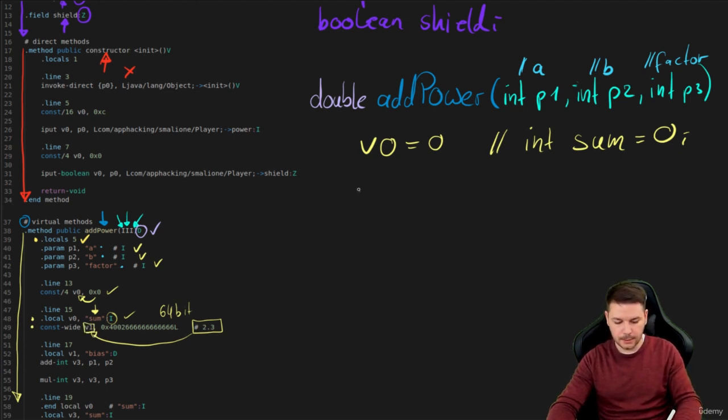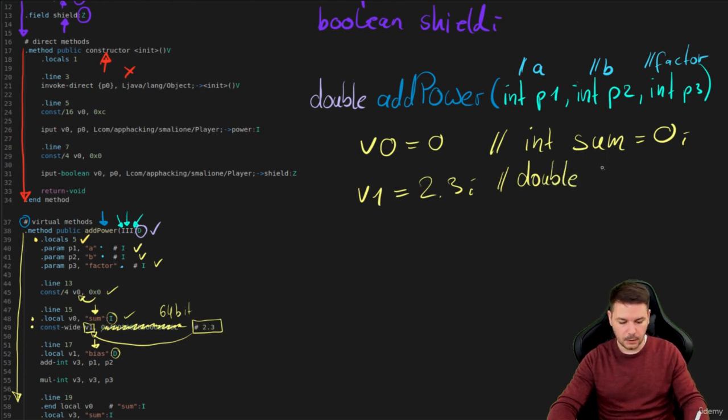Okay, let's write this down. v1 equals 2.3, and we do not care about this one over here. And okay, that's all we know for this instruction. And the next one, we can now see v1 is also a variable named bias, and it's of type double. So we've got a double bias, and this one is 2.3.